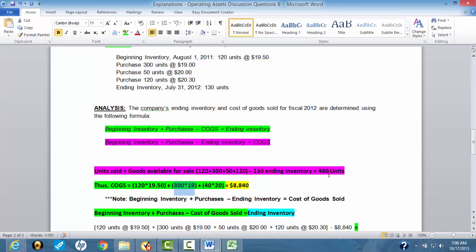Now bear in mind that 460 units were sold. So together we have 420 units. We're left with 40 units to get the 460. So the last 40 units would come from the next layer of inventory, which is at 20 each. So 40 by 20, and we combine all to get 8,840 as the cost of the goods sold.